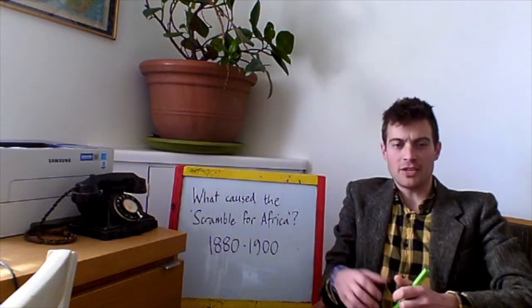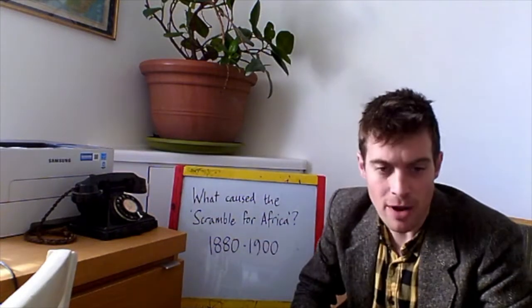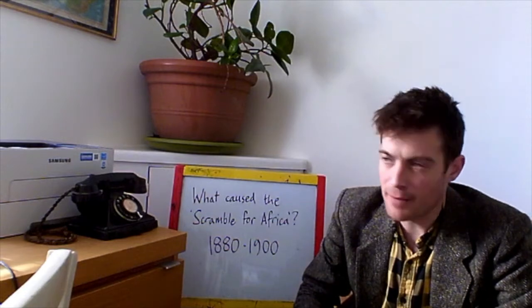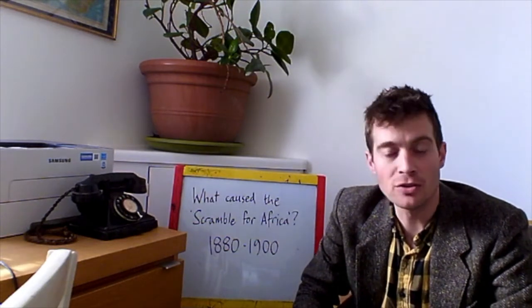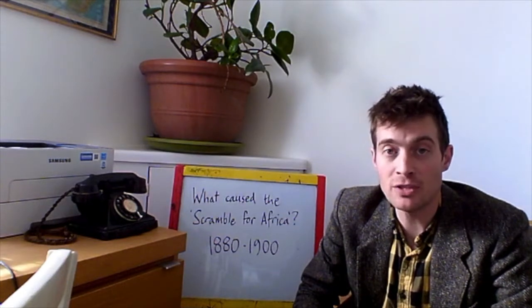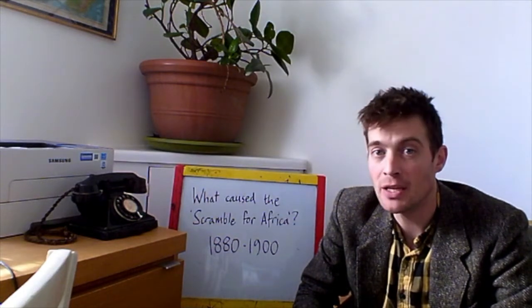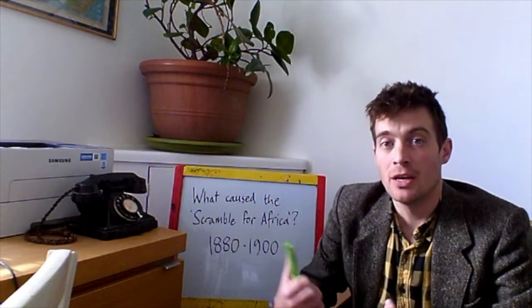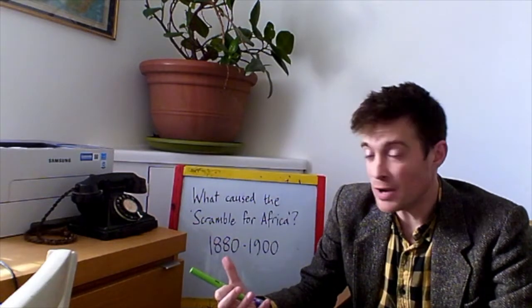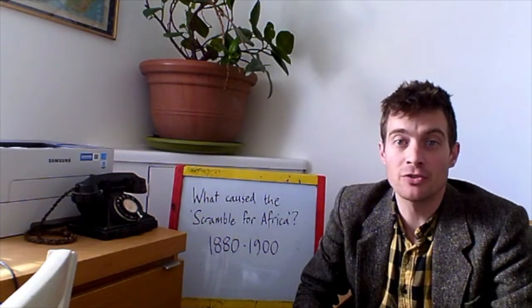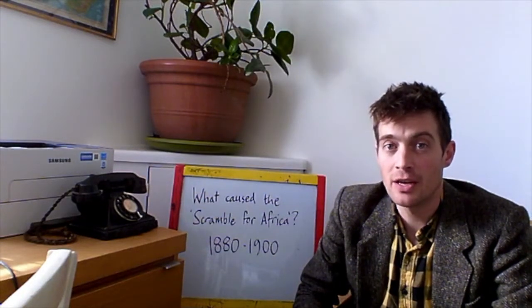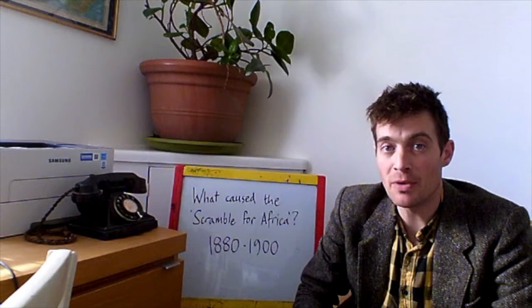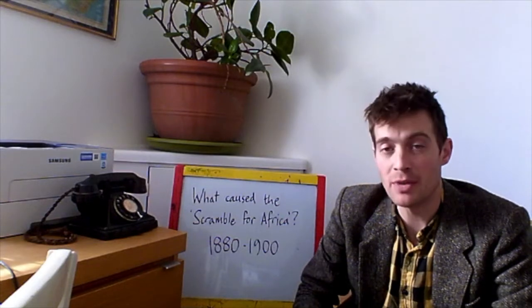Right, our title for today is What Caused the Scramble for Africa? Between 1880 and 1900, Britain, alongside a lot of other European countries, Belgium, France, Germany included, between them took over pretty much the entirety of the continent of Africa. It was a huge change for that continent. It was divided up, carved up between the European powers, and Britain played a big part in that.